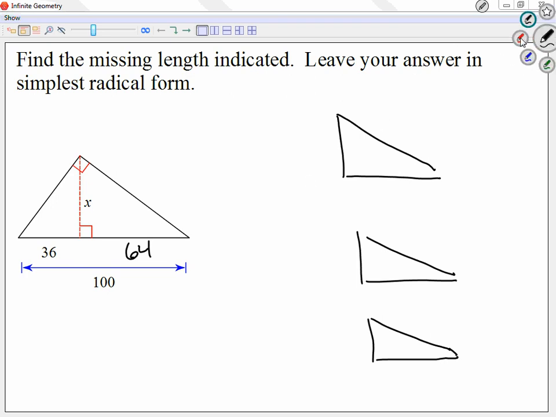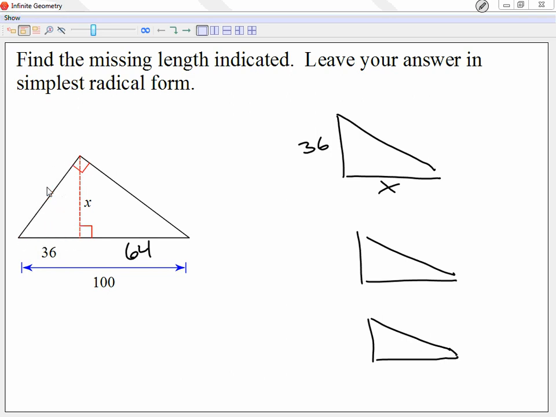So if I look at the small triangle, I'm looking at this triangle. I notice from each triangle, it has a small side, a medium side, and a hypotenuse. It says the small side is 36, the medium side is X, and I don't know anything about the hypotenuse, right? I don't know how big the hypotenuse is. Okay, so that's the first triangle that I looked at.